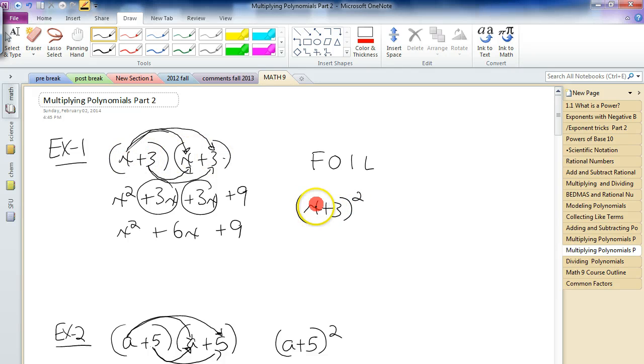Let's take the first number, square it, x squared. There it is. Then take the second number, the 3, square it, get your 9. The middle term, this, we get by taking the numbers, which in this case are 3 and an imaginary 1. 3 times 1 is 3, times 2, 6x.